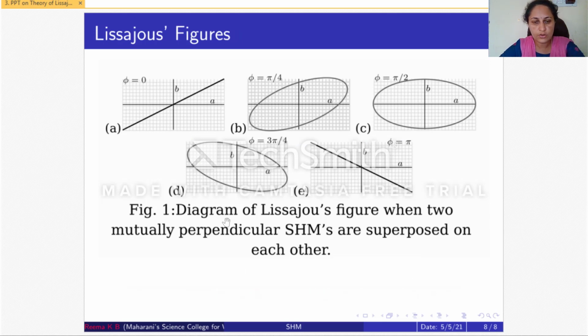So figure 1 shows the diagram of Lissajous figure when two mutually perpendicular simple harmonic motions are superposed on each other. Figure 1a shows for phi is equal to 0, 1b phi is equal to pi by 4, figure 1c where phi is equal to pi by 2, figure 1d phi is equal to 3 pi by 4, whereas figure 1e for phi is equal to pi.